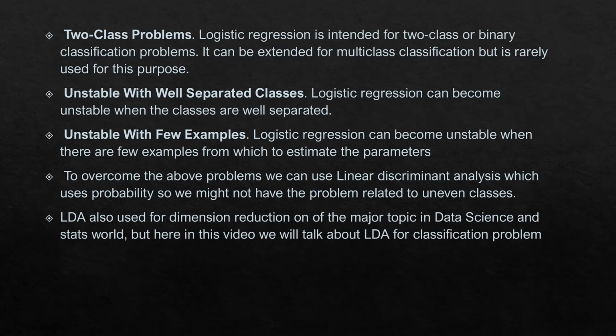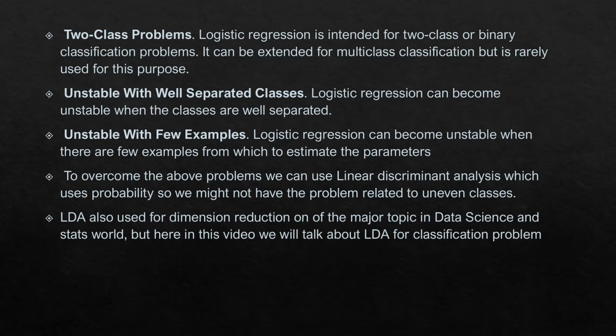Unstable with well separated clusters. Logistic regression can become unstable when the classes are well separated. It is also unstable with a few examples. Let's say I have only limited data to train my model. When you want to train your model, you should have a decent, good amount of data.